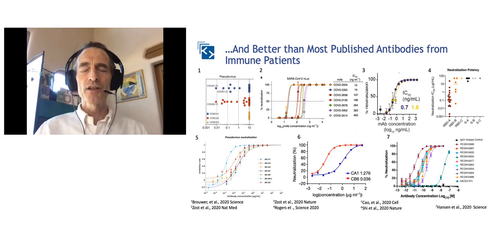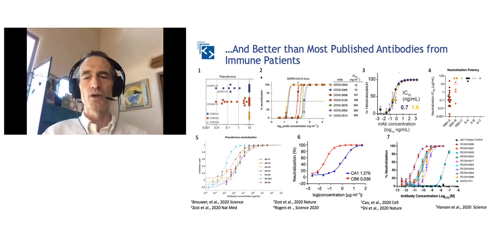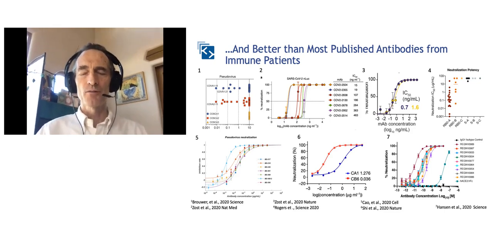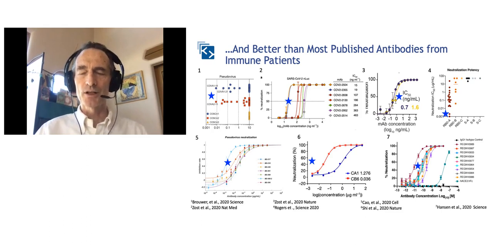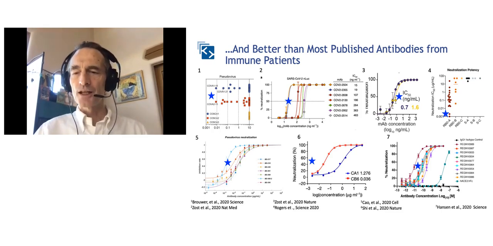So how do these antibodies compare to published antibodies? And so here are various plots from a number of different papers, as indicated here. And these are pseudoviral neutralizations. And what you can see, our best antibody is indicated in blue here. And you can see that in most cases, our best antibodies are actually to the left of the best antibodies coming out of some of these patients, with the exception of these 2 here.